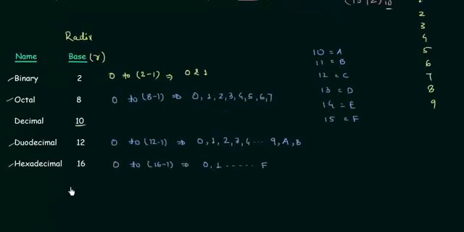We can also have a number system with base 4, and in this case we have 0 to 4 minus 1. So we have 4 distinct digits, and they are 0, 1, 2, 3. Very simple. So if we know the base, if we know the radix, a small r, we can definitely find the different digits in the number system.